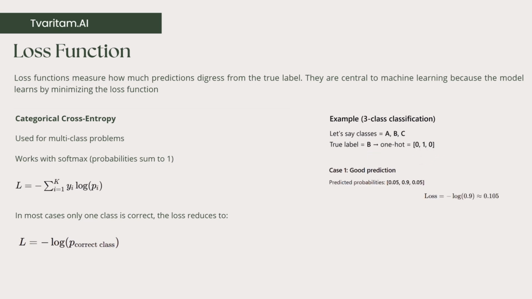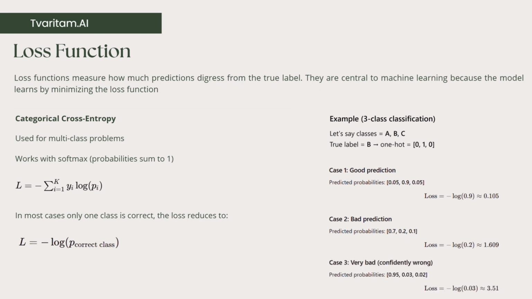Now for case 1, where the predicted probabilities look like this, because for A and C the yi is 0, they will not contribute towards calculating the loss. The loss would be minus, or negative, log of P for the correct class, in this case B, and we have a value of 0.9. So our loss is a very small value, that is approximately 0.105. For case 2, where we have a bad prediction and the predicted probability for our correct class was 0.2, we get a negative log of 0.2, and now the loss is a much higher value, that is approximately 1.609.